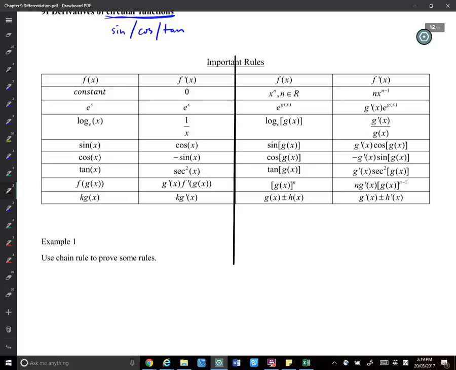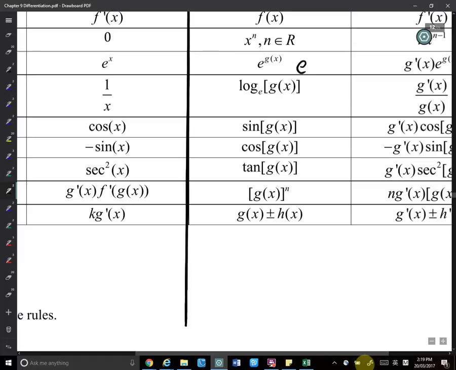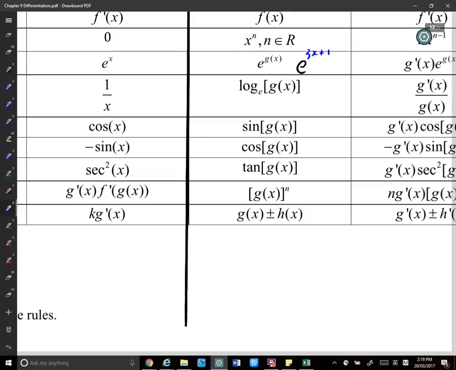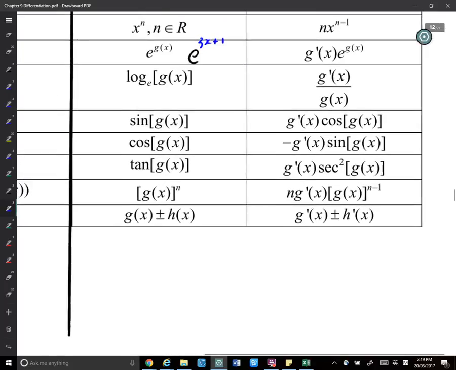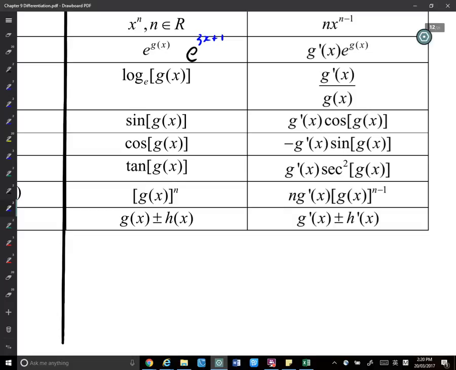But that's only e to the power of x. How about if I have e to the power of g(x)? For example, I have e to the power of 3x plus 1. That's not x anymore, that's a function. The power is a function, it's not a single x. So what's the derivative there? Then the derivative will be g'(x) times e to the power of g(x) again. So for e to the power of something, the derivative always contains a component of itself.